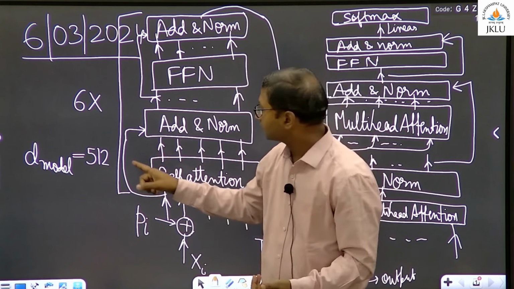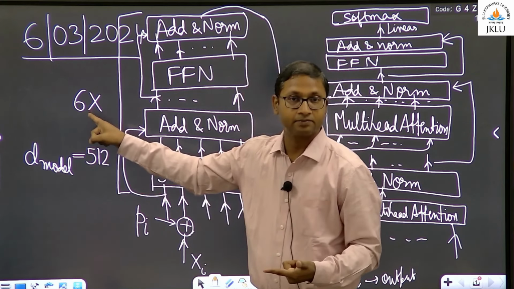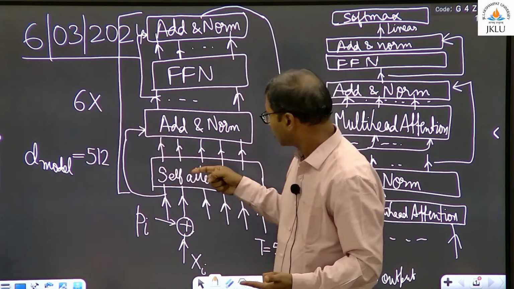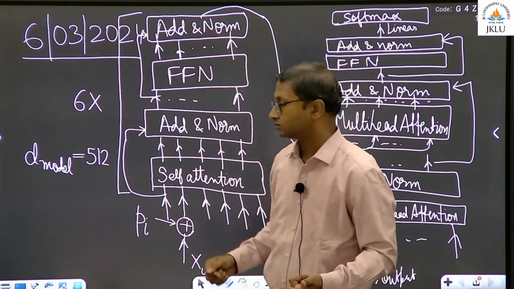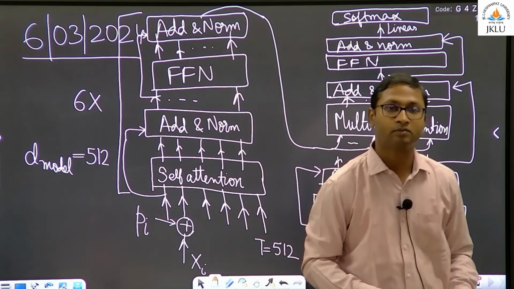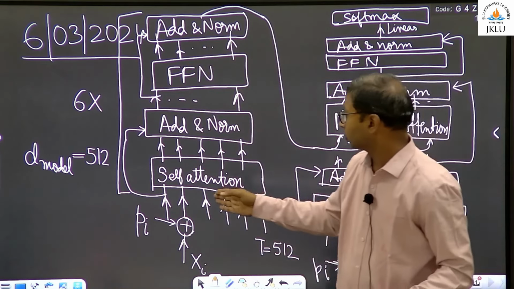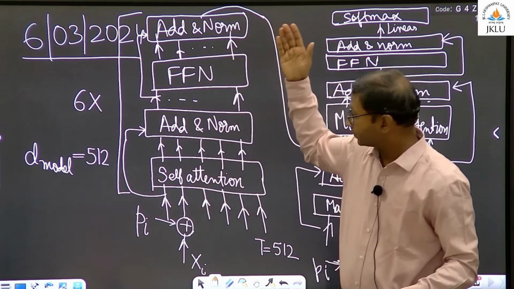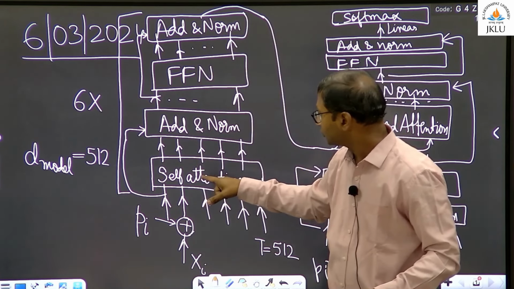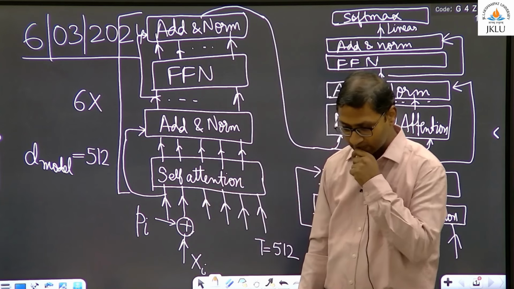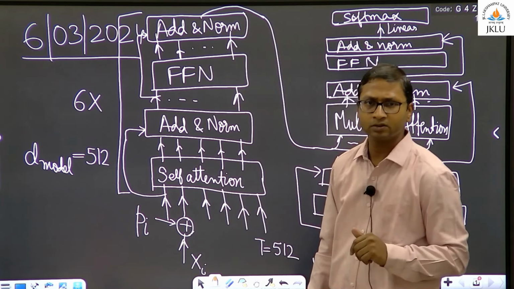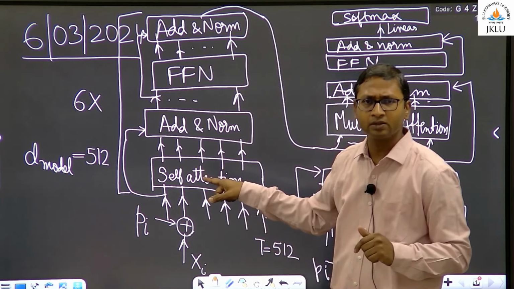So see, we have said 6x here. So 1, 2, 3, 4. How many layers? 24. So something like that. And now if you go to self attention, is that just one layer? Yes. Self attention, what were we doing here?